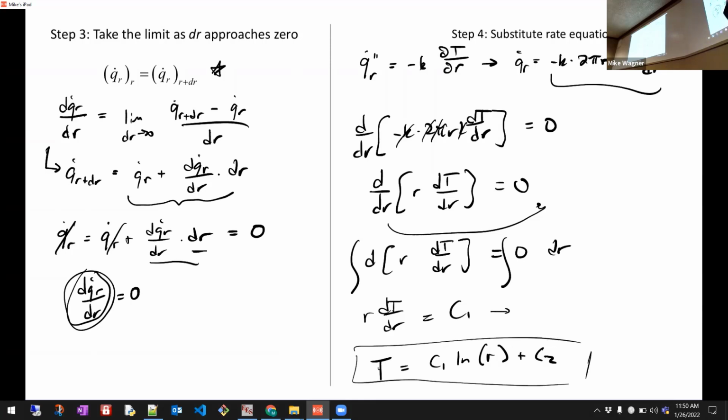Next time, what we're going to do is talk through boundary conditions, how you identify and enforce those boundary conditions.